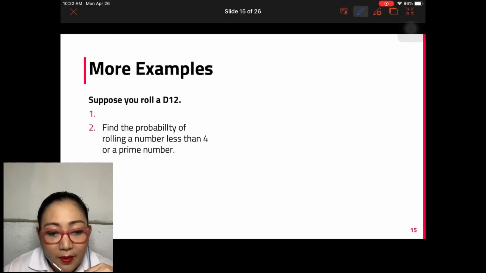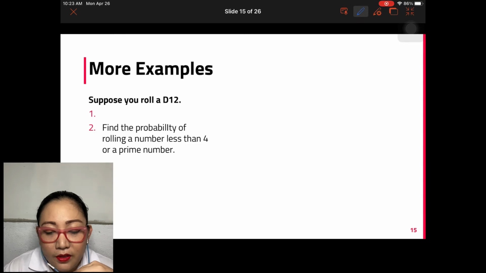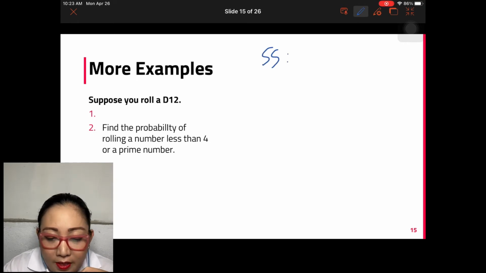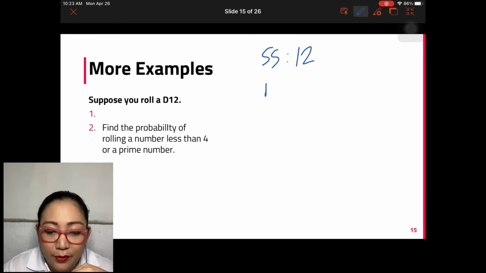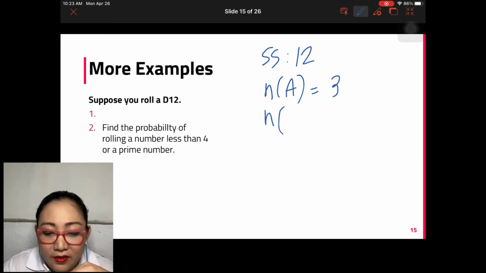Alright, so may isa pa tayong example dito. Find the probability of rolling a number less than 4 or a prime number. So, ganun po tayo ulit ha. If you want, you can list down your elements first before we determine the number. So, we have our sample size or sample space. That's 12 pa rin. And then you have the probability of rolling a number less than 4. So, ilan po yan? Tatlong elements lang naman yan. 1, 2, 3. So, n of A is 3.